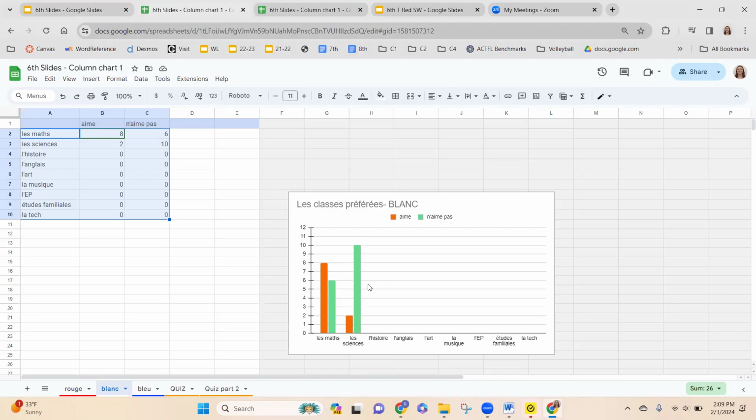Now that I have this set up, I just keep reusing this chart. I just copy the spreadsheet and then change it and link it to my slides.